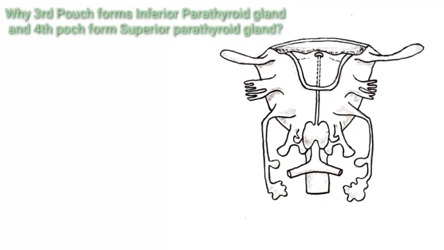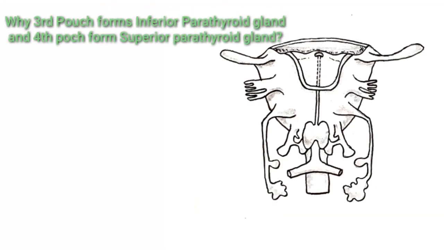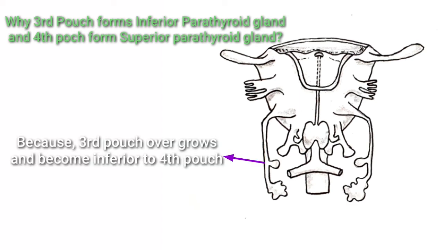I think the third pouch forms the superior parathyroid gland and the fourth forms the inferior parathyroid gland, but it is false. Third forms the inferior parathyroid gland and fourth forms the superior parathyroid gland, vice versa, because the third pouch overgrows and becomes inferior to the fourth pouch. That's why the third pouch forms the inferior parathyroid gland and the fourth pouch forms the superior parathyroid gland.